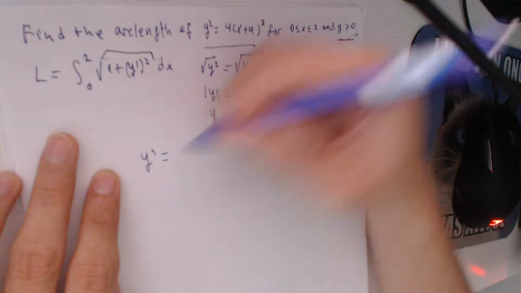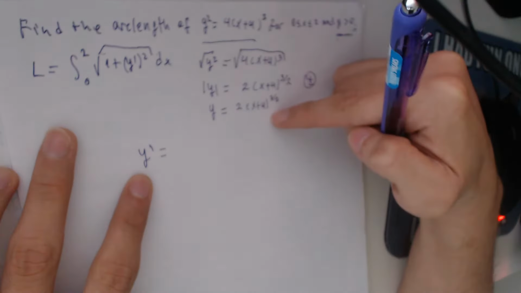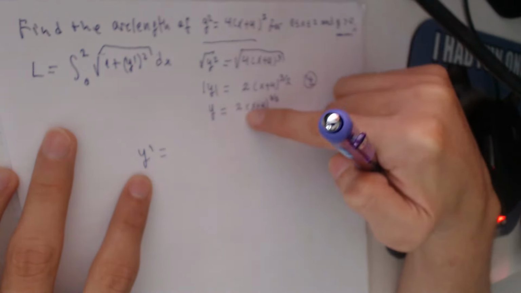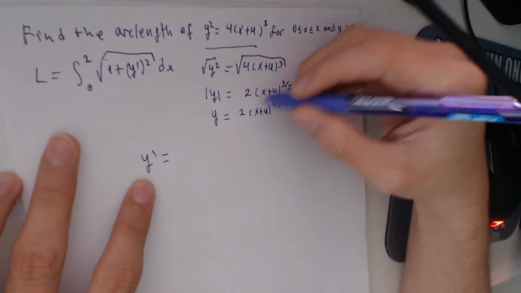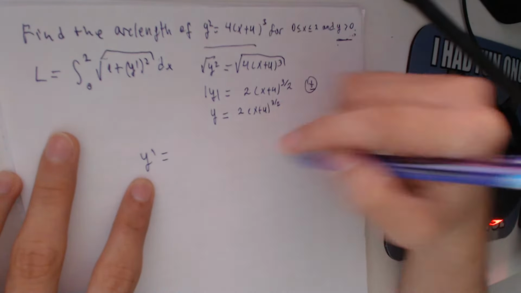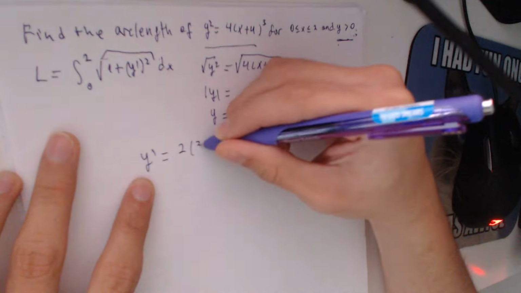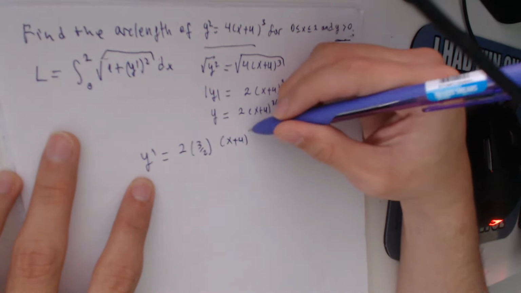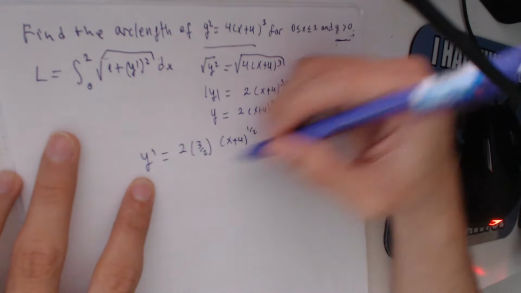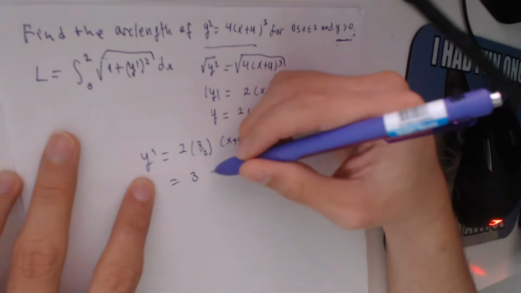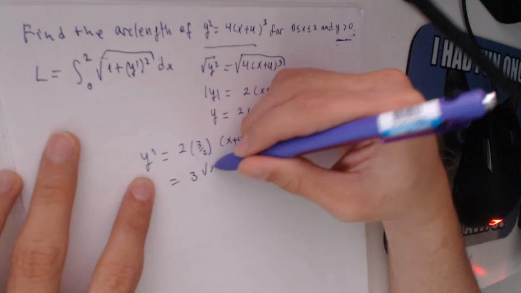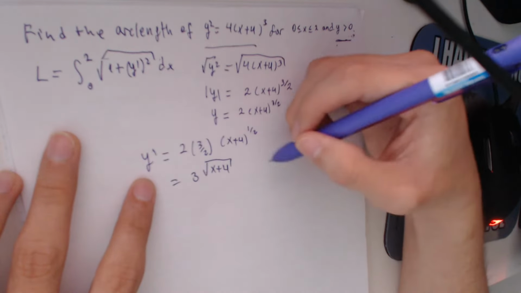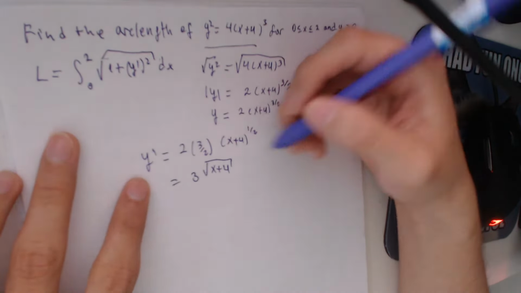So the derivative is, we're going to calculate here, of this, well, constants go outside and then multiply by 3 halves. So 2 times 3 halves of x plus 4 to the 3 halves minus 1, which is 1 half. That equals 3 times the square root of x plus 4. Yeah, x plus 4 to the 1 half is the same as this.